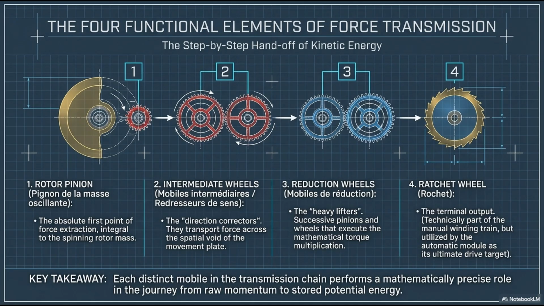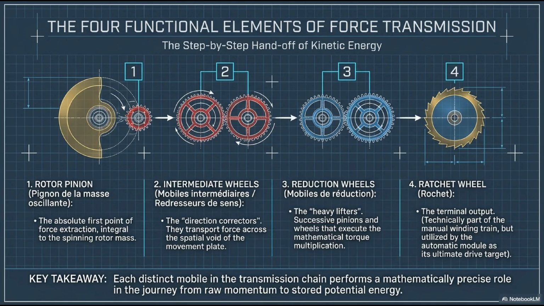Component 2 represents the intermediate wheels, or mobiles intermédiaires/redresseurs descends. Think of these as the direction correctors. Their job is purely geometric. They transport force across the spatial void of the movement plate and ensure the output only turns one way.